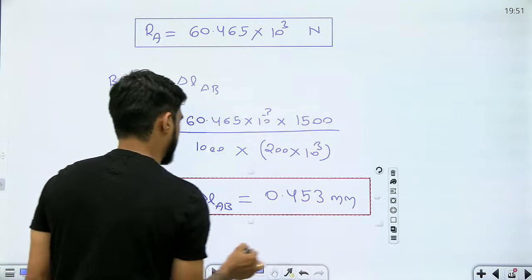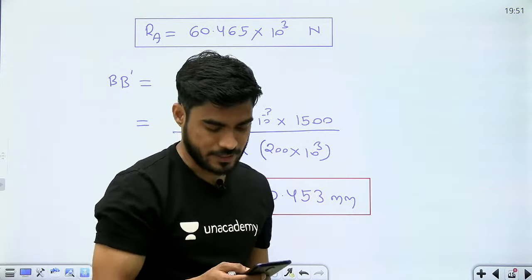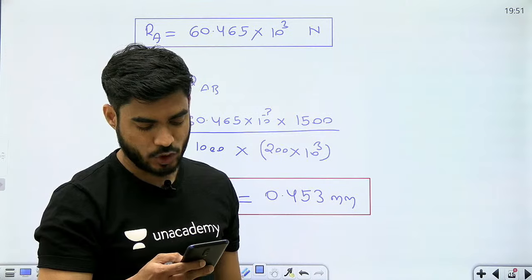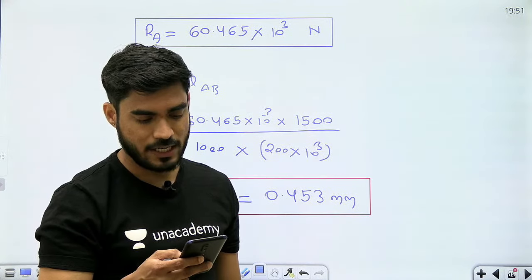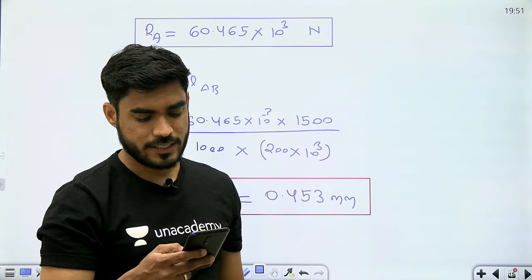So are you guys getting the same answer? Yes, Naveen, Krishna, Prasad, Yashwant, Sahim, Samuel, all of you are getting the same answer. Atharva, are you getting the same answer?